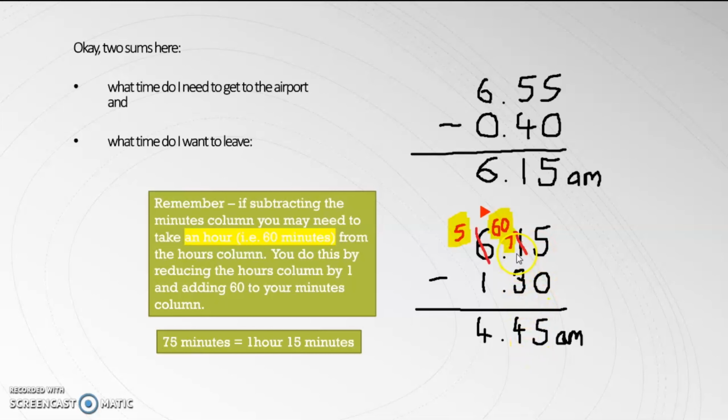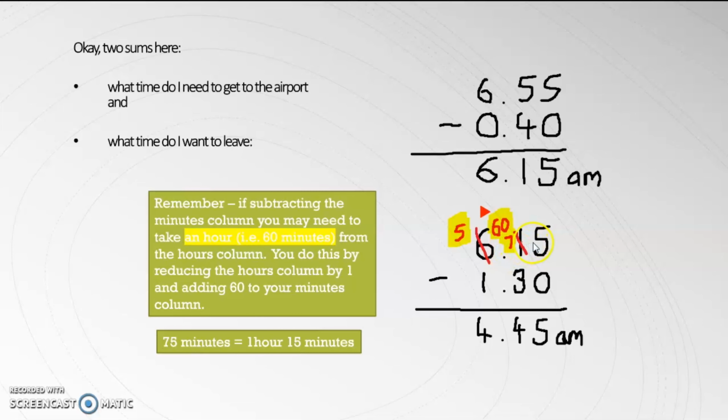Now 3 from 1 I can't do. So I'm going to take an hour from the hours column to add on to my minutes column over here. So I'm going to take 1 hour from the 6. So 1 hour from 6 leaves 5. Now what does 1 hour represent? It represents 60 minutes. 1 hour is 60 minutes. So if I add that 60 minutes onto my 15, it gives me 75 minutes.